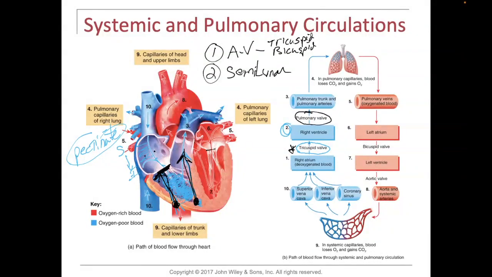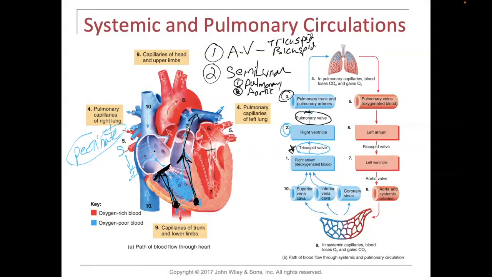The semilunars have two types. One's called the pulmonary semilunar, and the other is called the aortic semilunar. So the pulmonary semilunar is right here. As the blood pushes up, the pulmonary semilunar opens, and that deoxygenated blood is pushing into number 3, which is called the pulmonary trunk.